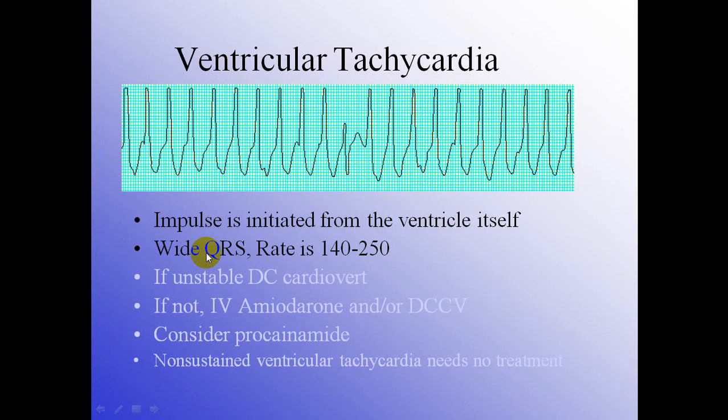Ventricular tachycardia is when the impulse is initiated from the ventricle itself, with a wide QRS complex, rate in the range of 120 or 140 to even 250. If unstable, give DC cardioversion right away. If not, IV amiodarone and or DC cardioversion. Consider procainamide, a class I drug. Non-sustained ventricular tachycardia needs treatment, as we said, because it might degenerate to VF.